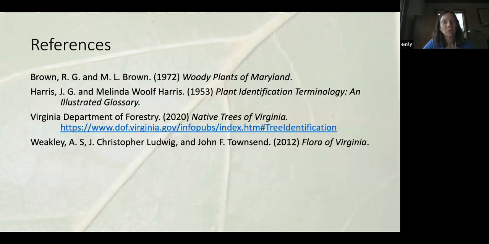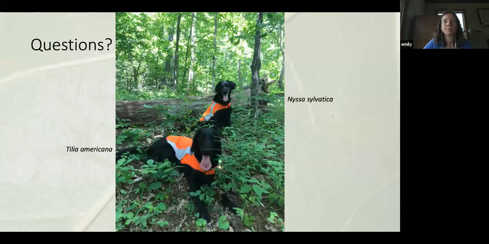And then here are my references. I tried not to use too many things, but when I had to go find leaflet numbers, I had to go find the real sources, so I had to go to those books. But for the most part, I tried to use the Virginia Department of Forestry 2020 Native Trees of Virginia book that we used as our dichotomous key throughout. And with that, I'll open up for questions.